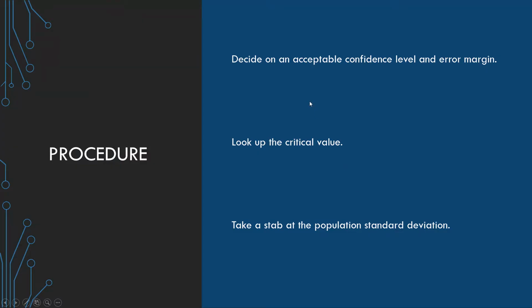So first of all, let's go ahead and knock 2 of those out right away. We're going to decide on the confidence level and the error margin. Just straight up decide those things. Once you've got that confidence level, then you can get the critical value. And then also we'll take a stab at the population standard deviation.